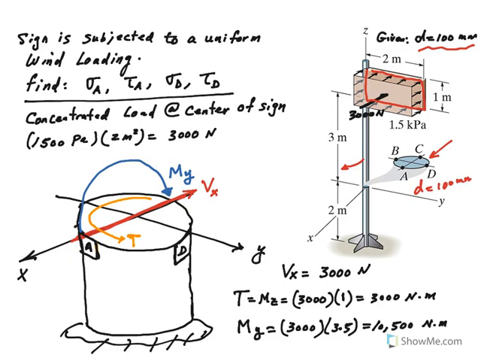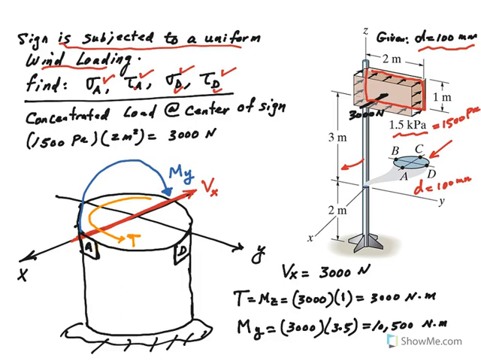Okay, so a sign is subjected to a uniform wind loading of 1.5 kilopascal. So that's 1500 pascal. And what we want to find actually is normal stress and shear stress at point A and point D. So sigma A, sigma D, and tau sub D.